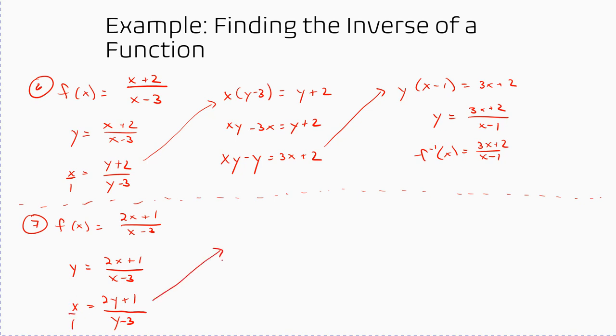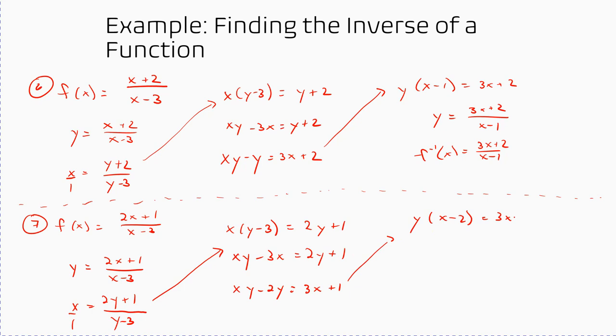Cross multiply, so x times (y - 3) is equal to 1 times this, which is 2y + 1. Distribute, you get xy - 3x is equal to 2y + 1. Subtract the 2y over. Add the 3x over. Factor out the y here. Divide both sides by x - 2.